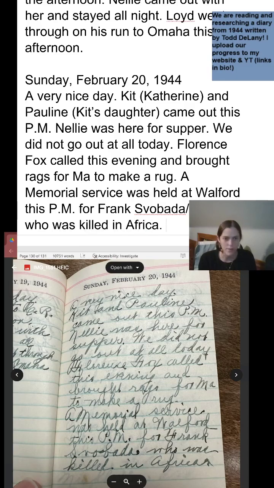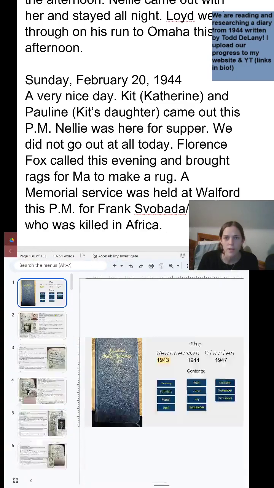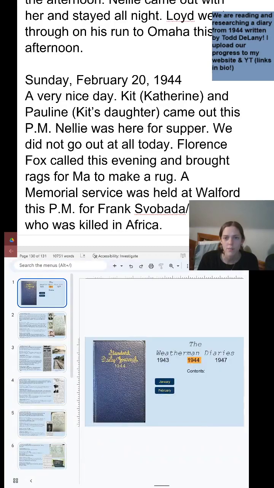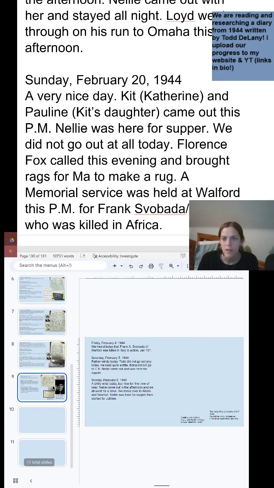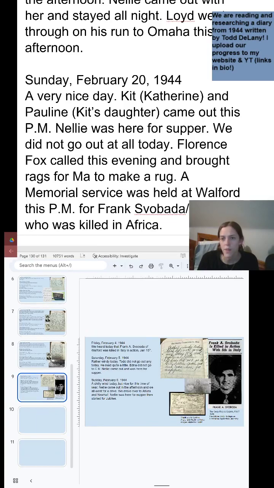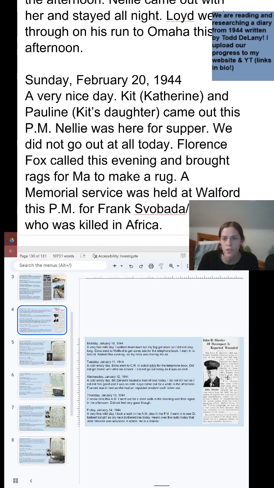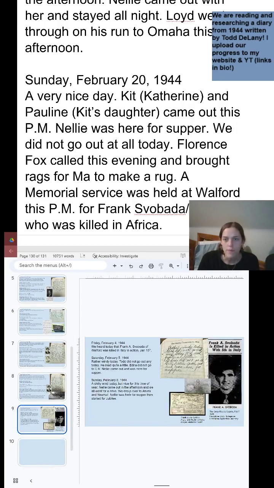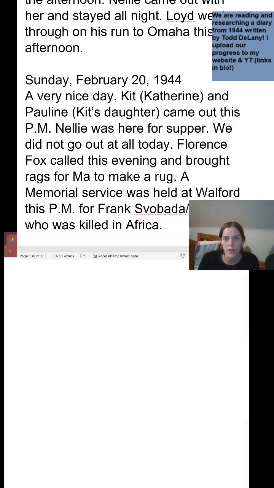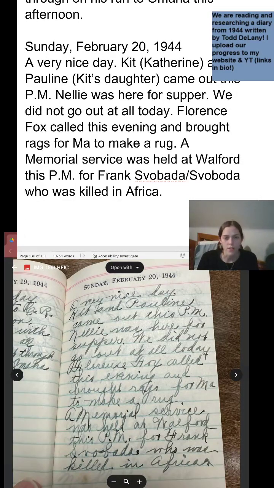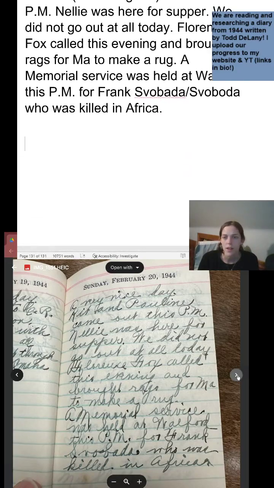Okay, so now I have to refresh my memory because there was just someone who was wounded. And I'm pretty sure it was a Svoboda, right? Was that the same person? Let me see. Oh, no, yeah, okay, so that's the man who was killed. There was another person recently who was wounded. Here he is, John Sheeler. We found out he had passed away. It was January 15th, I think. Yeah, it was January. So now they're having a memorial service for him. I thought it was another person.